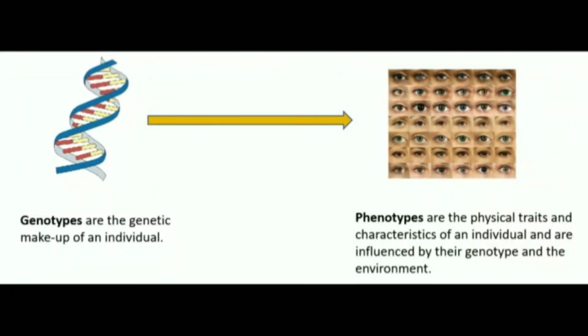Now let us conclude this topic with the difference between genotypes and phenotypes. I have discussed this earlier, but just as a conclusion. Genotype is the genetic makeup of an individual, whereas phenotype is the observable characteristics in an individual. That is, phenotype is due to the interaction of genotypes with its environment. So, genotype is the genetic makeup of an organism, whereas phenotype is the physical traits.